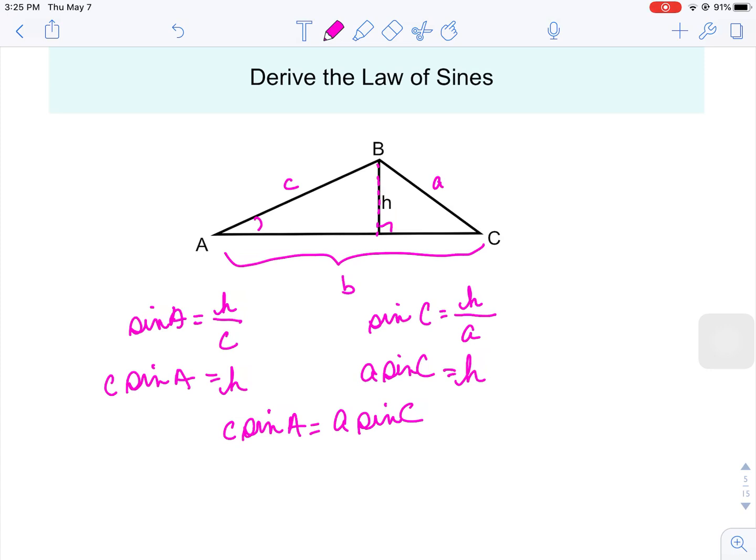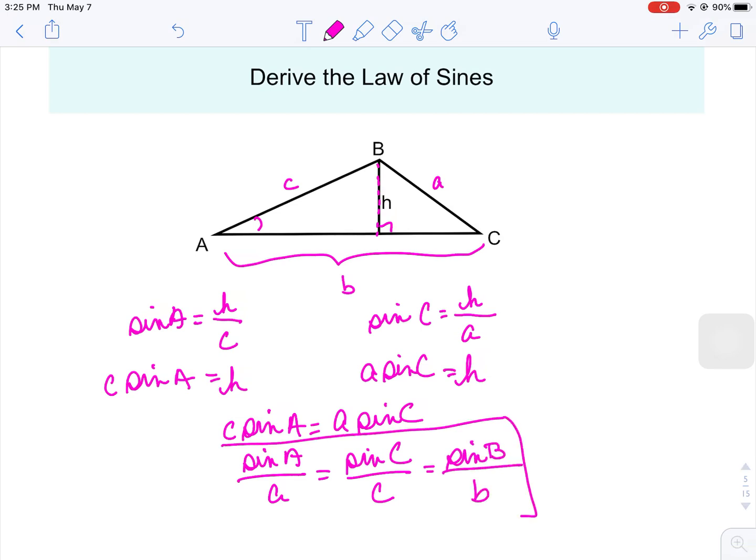So, dividing both sides by A and dividing both sides by C, I can see that sine of A over lowercase a equals sine of C over lowercase c. Now, if I continue and I split my triangle around and draw a different height, I will also find that this is equal to sine of B over lowercase b. This is the law of sines.